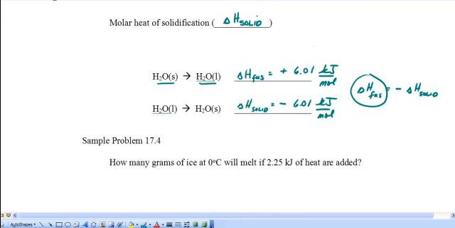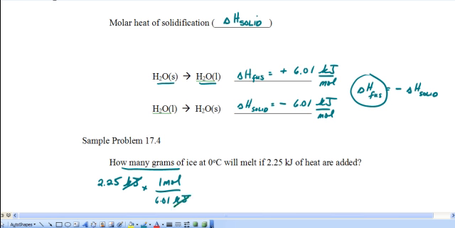It says how many grams of ice at 0 degrees Celsius will melt if 2.25 kilojoules of heat are added. So as always, you start by writing down what's given, 2.25 kilojoules of heat. And you want to take that into grams. How many grams? Well, we know how to go from kilojoules to mole. Alright, so 1 mole is going to need 6.01 kilojoules. So now the kilojoules divide out.